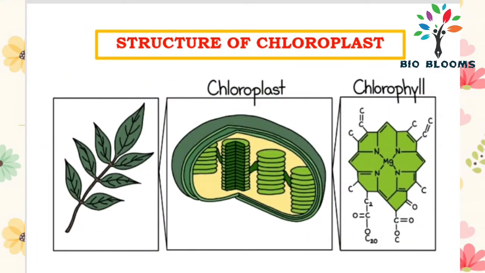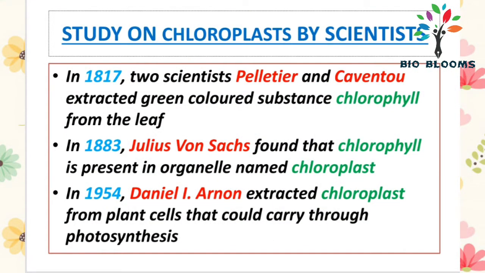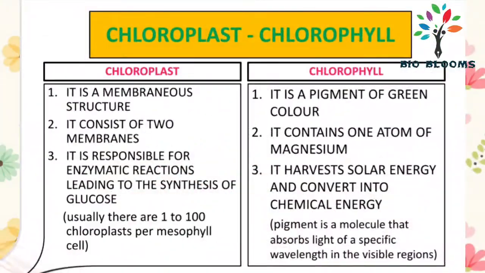Here, see, the leaf contains chloroplast, and this chloroplast contains chlorophyll pigment. And this chlorophyll pigment is very important. It traps the light energy and helps in the light reaction and dark reaction, the two phases of photosynthesis. Several studies have been made by scientists on chlorophyll pigments. Here it is given that in 1817, Pelletier and Caventou extracted a green colored substance, chlorophyll, from the leaf. Julius von Sachs in 1883 found that chlorophyll is present in an organelle named chloroplast.